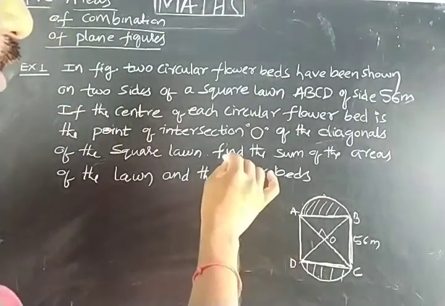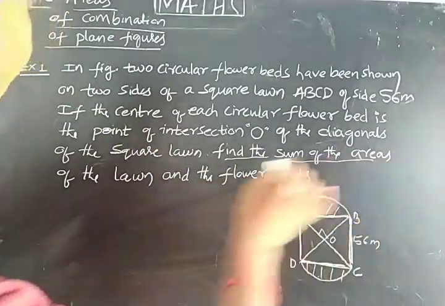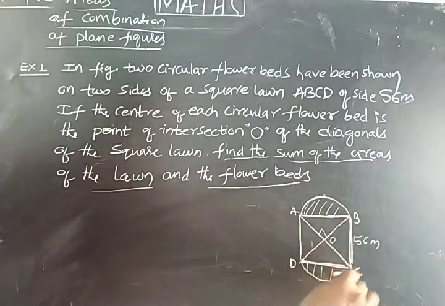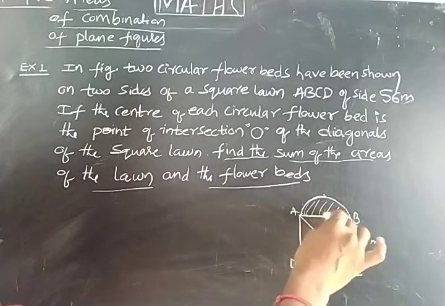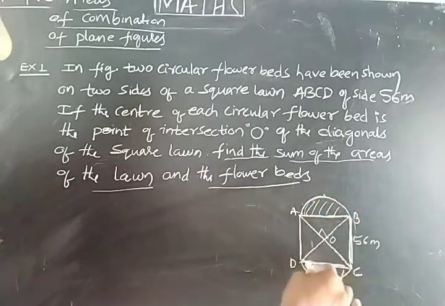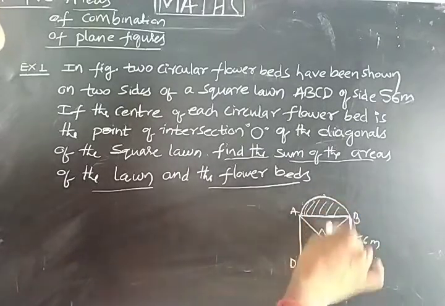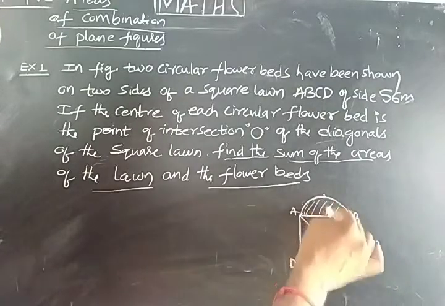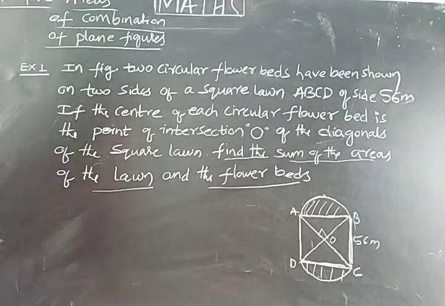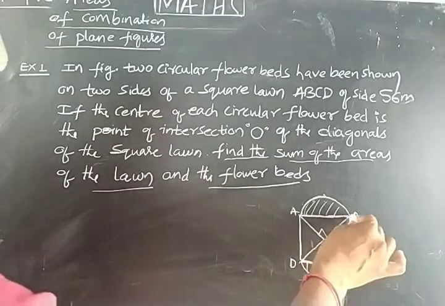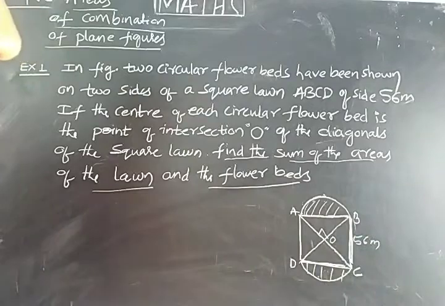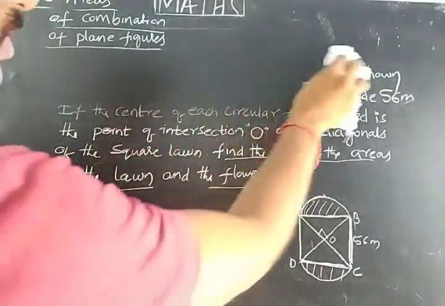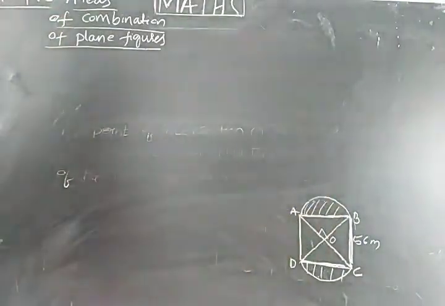And we are going to find the sum of the areas of the lawn and the flower beds. We have to find the area of the lawn, that means the ABCD area, and we have to find these flower beds areas also. After finding these, we have to add the area of the square plus the areas of these two circular beds, right? What is given is only the side of the square. So using that information I am going to solve the problem, right?